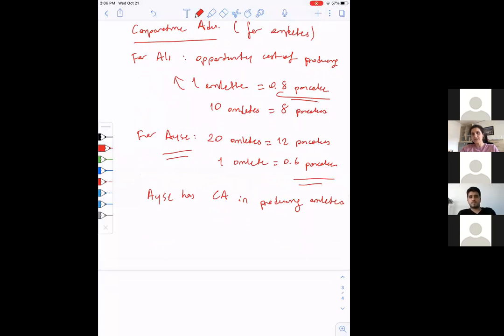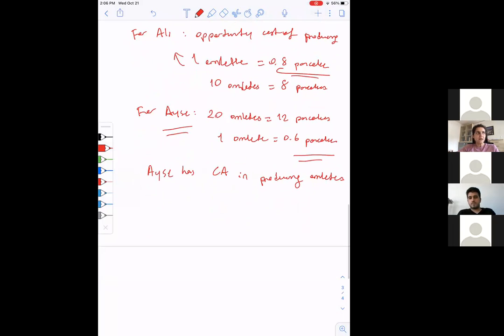So we first look at opportunity cost of producing one omelet for both people, okay, and decided who has the lower opportunity cost. Okay, so Ayşe has a comparative advantage in producing omelet, which means that if there is a trade between these two people, Ayşe will produce omelets. So if there is a gain in trade, it happens because people who have comparative advantages produce the goods. Okay, so for pancakes, let's look at pancakes too.